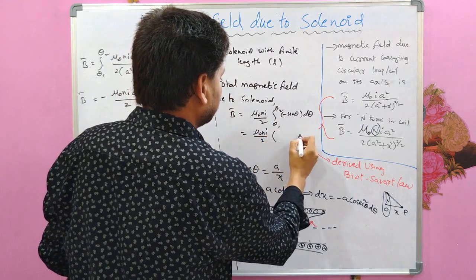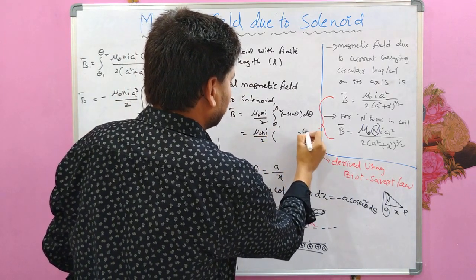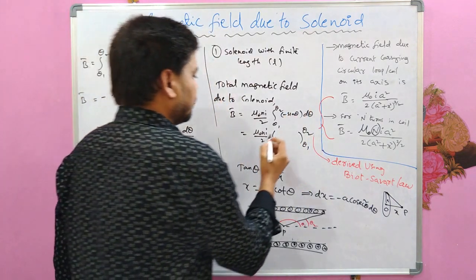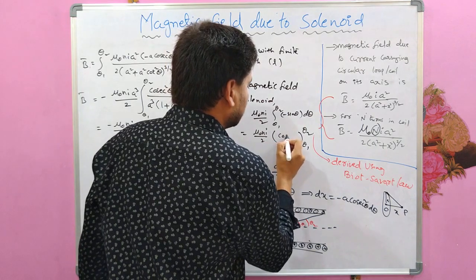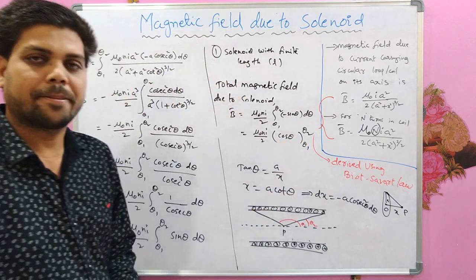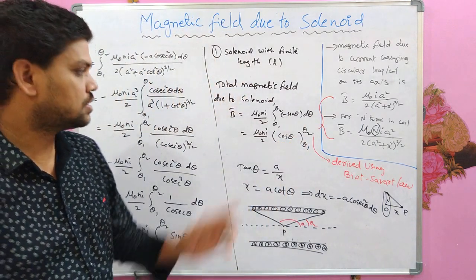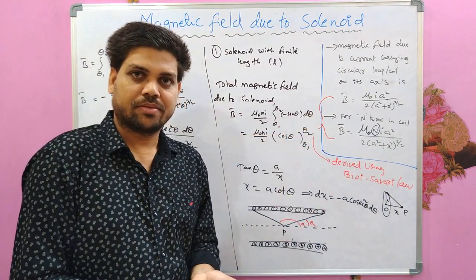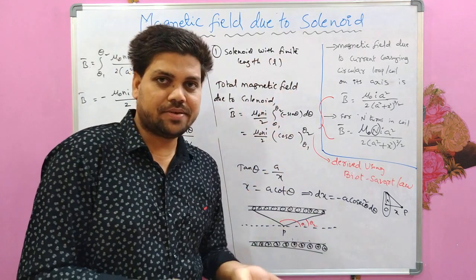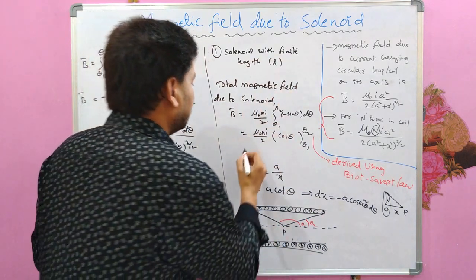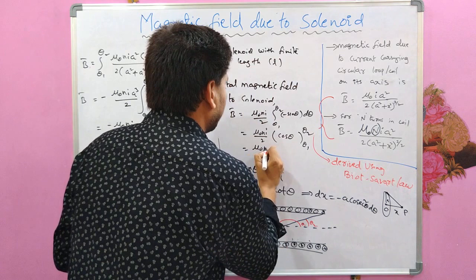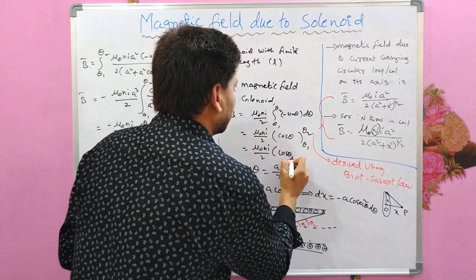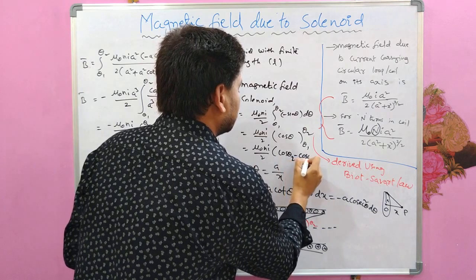What is its integration, theta 1 to theta 2? What is minus sin theta integration? It is cos theta, because cos theta differentiation is minus sin theta. Minus sin theta integration will be cos theta. So what is the final formula? Mu naught N i by 2 (cos theta 2 minus cos theta 1).